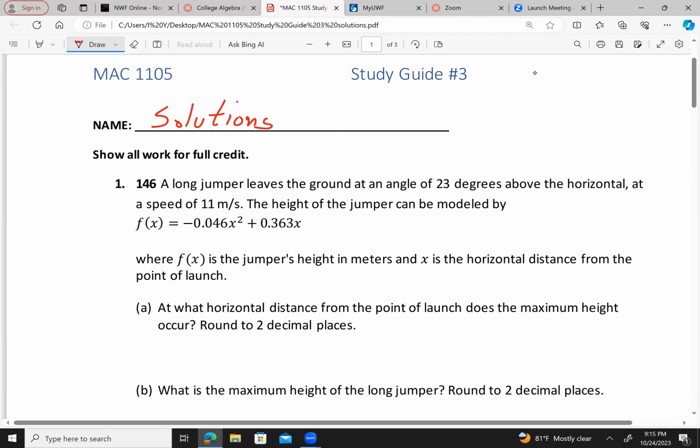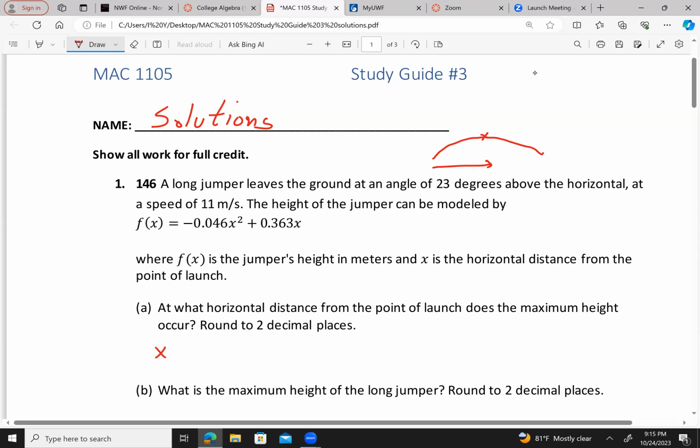So we're looking at a shape like that, a parabola. At what horizontal distance from the point of launch does the maximum height occur? Round to 2 decimal places. So we are looking for the vertex. I want to know this distance for part A, which would be the x value.